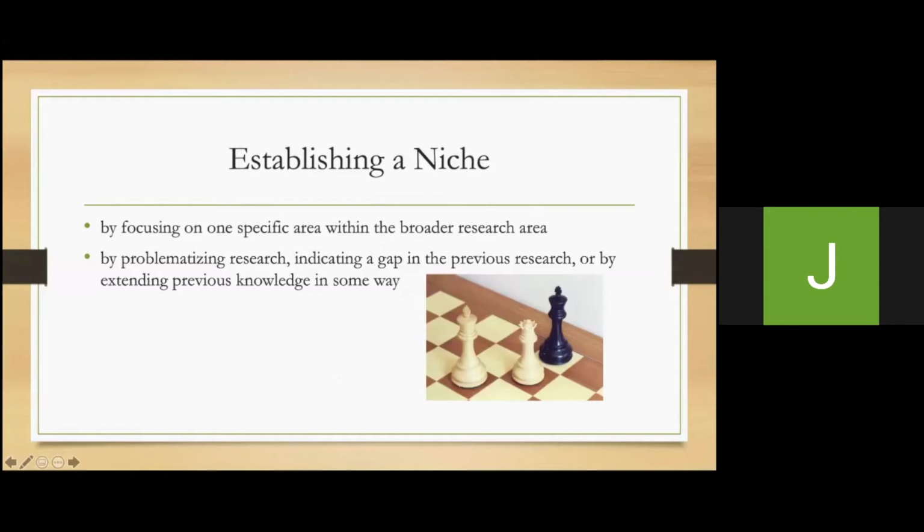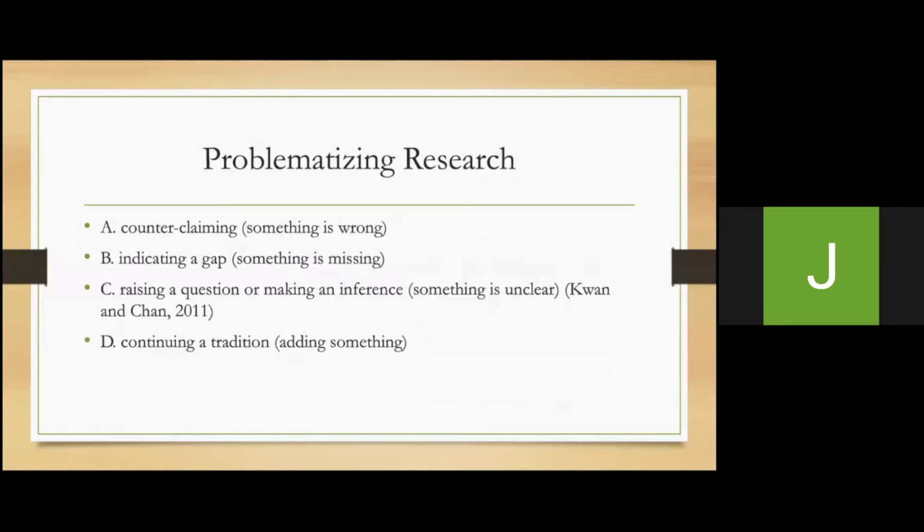However, there will come a point where you need to find your niche within the general research area. You do this by focusing on one specific area within your broader research area. You do this by either problematizing research, indicating a gap in the previous research, or by extending previous knowledge in some way. So let me explain. There are different ways that you can do this. The most controversial or the strongest way is counterclaiming a common idea. In other words, saying that something is wrong.